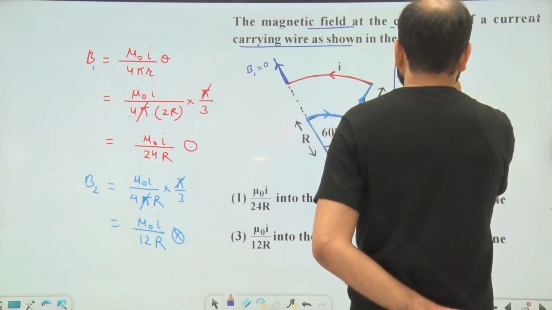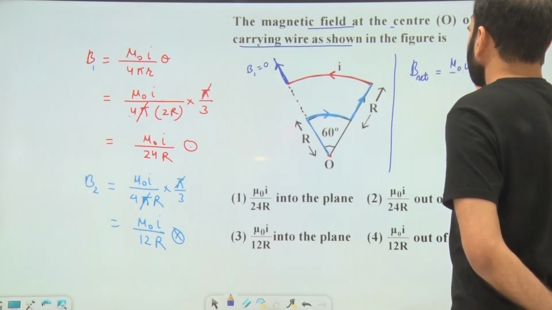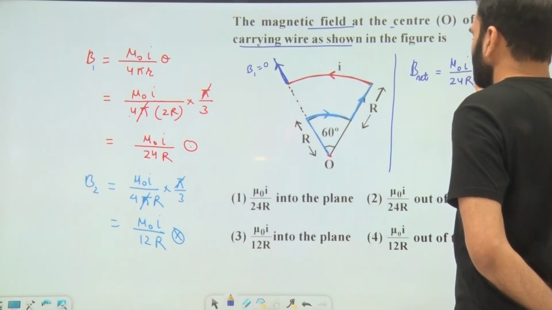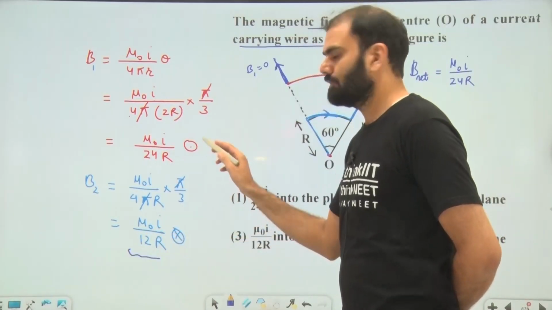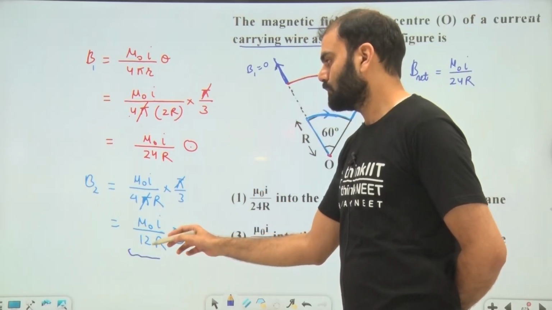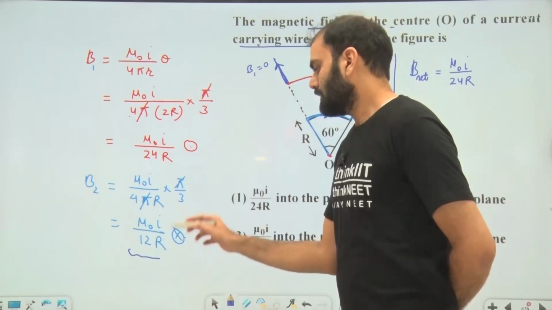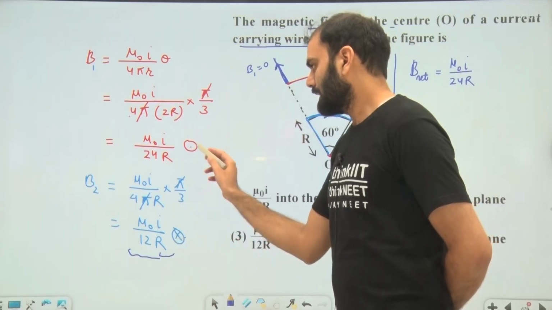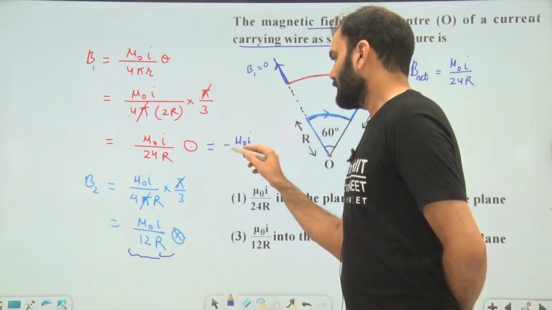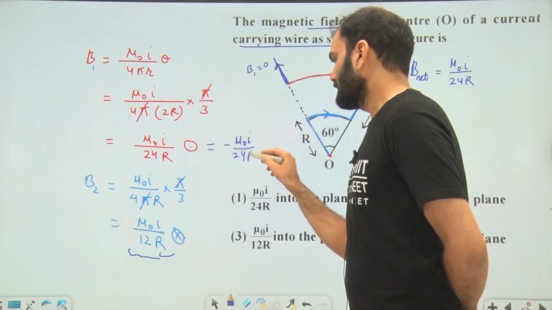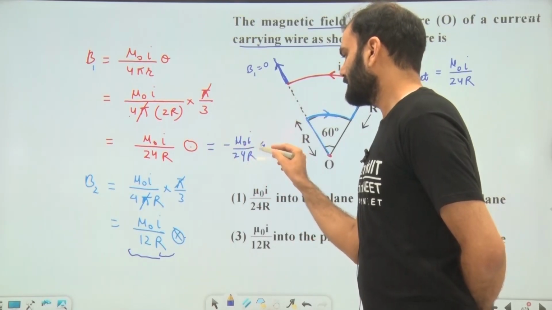The net magnetic field will be equal to mu naught into I upon 24r. You can see that one value is more as compared to the other, because if you divide that by 2 you will get this one. So I can reverse this direction and write it as mu naught into I upon 24r. Here the direction is outward; if I take the minus sign, it will become inward.